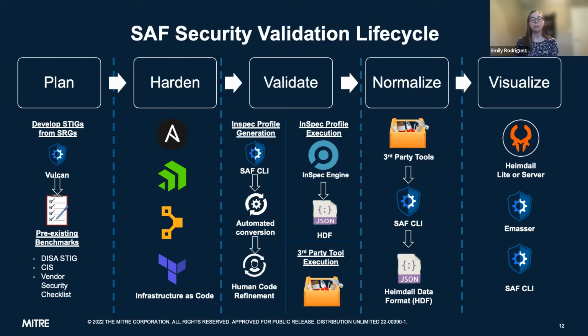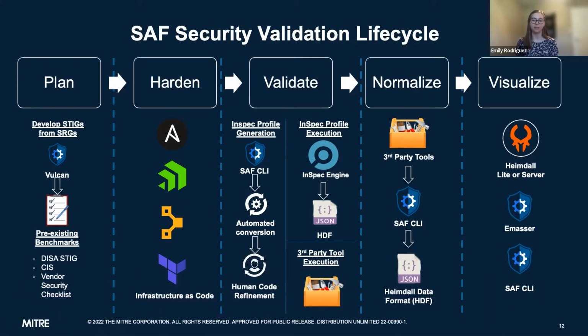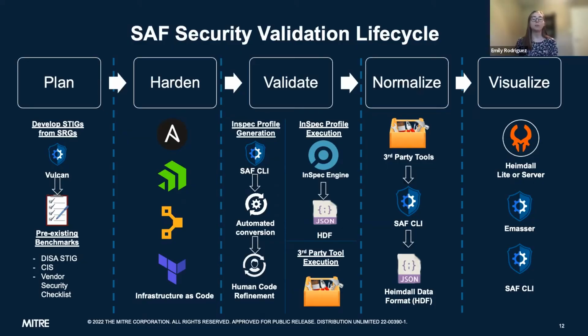The SAF includes a tool called Vulcan that can assist in creating your configuration benchmarks. We've seen that this automation alone can save hundreds of manual hours, and we will demonstrate this tool in a little bit. Once you have the requirements identified or developed from the plan pillar, you can leverage the SAF Ansible, Progress Chef, Puppet, and Terraform scripts to harden operating systems, databases, and really the entire DevSecOps stack. We call this compliance as code because the scripts enable you to configure the environment at each build.